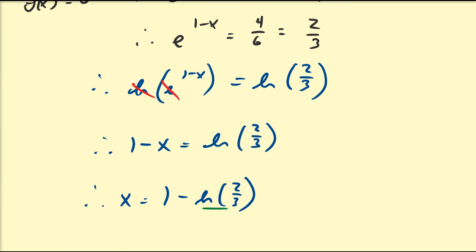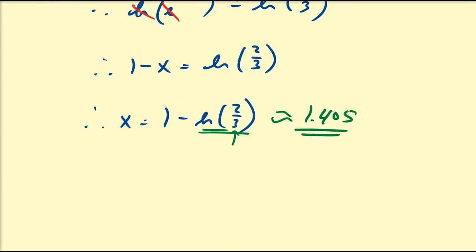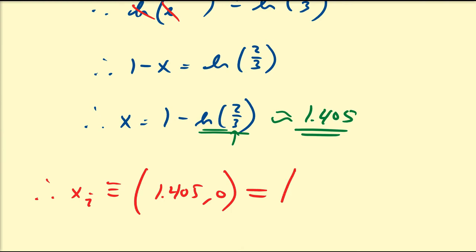So remember that 2/3 is between 0 and 1, so the natural log of 2/3 is going to be a negative number. So this is actually 1 plus some positive number. And actually you can find that the numerical value is approximately 1.405. So that means the x-intercept for this particular function is going to be approximately (1.405, 0), or more exactly, (1 minus the natural log of 2/3, 0).